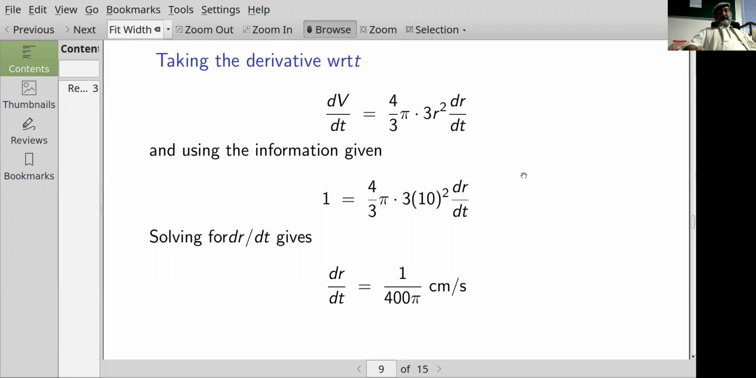Now, using the information given, you are given that dV by dt was equal to 1. Then on the right-hand side, you've got 4/3 pi times 3 times, what was the radius at the point of interest? That was when r was equal to 10, times dr by dt. Now you solve for dr by dt, and you will get 1 over 400 pi centimeters per second. Okay, so take the derivative of the expression, use the chain rule where applicable, and then solve for the derivative that you are interested in.